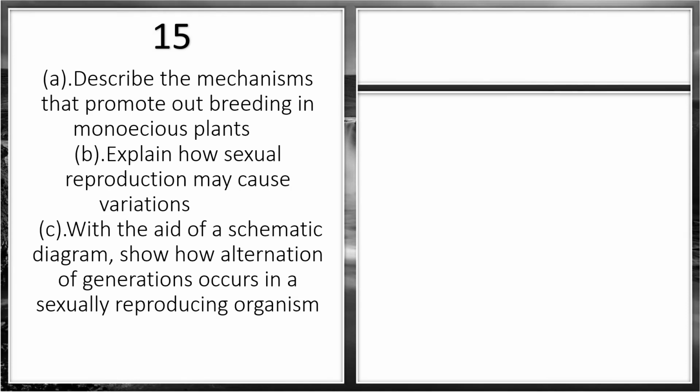Question 15. Describe the mechanisms that promote outbreeding in monoecious plants. Part B. Explain how sexual reproduction may cause variation. Part C. With the aid of a systematic diagram, explain how alternation of generation occurs in a sexually reproducing organism.